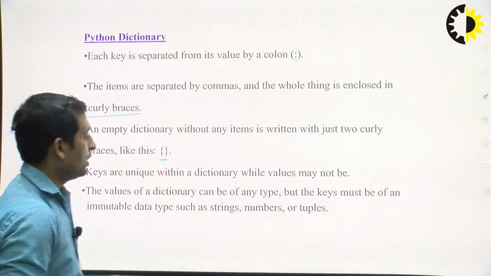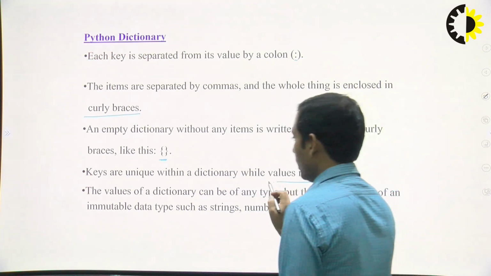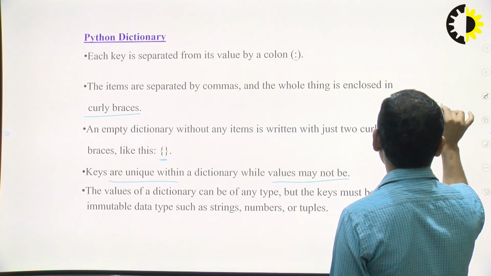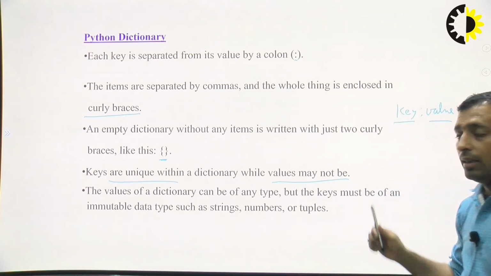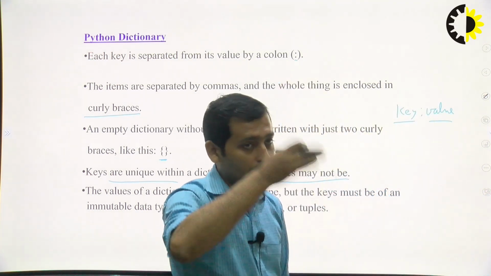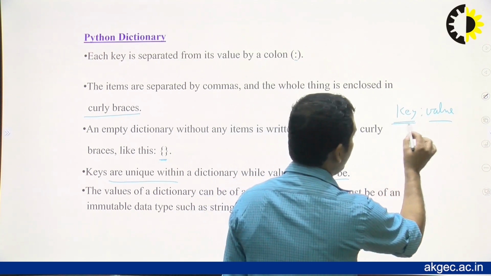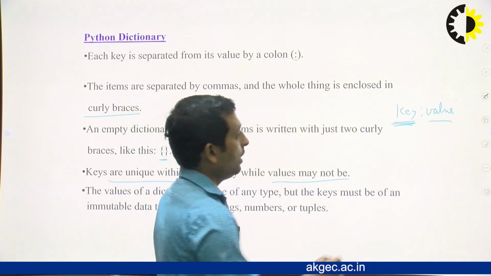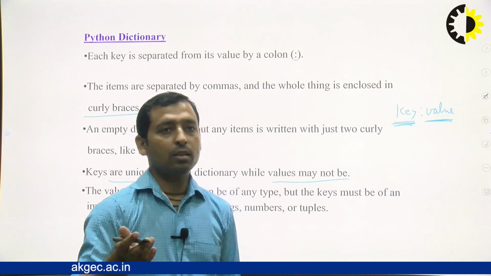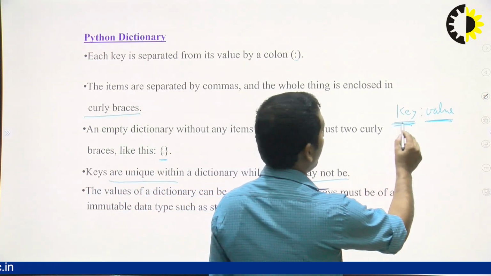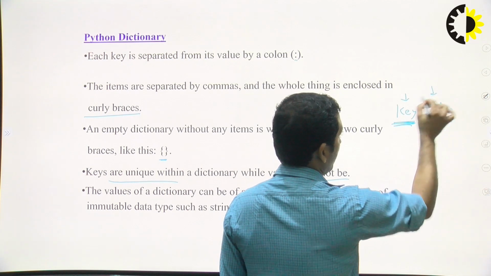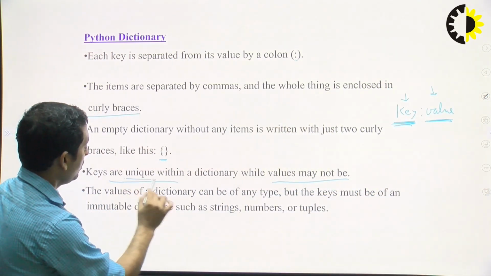Keys are unique within the dictionary while values may not be. This is a key value pair, this is the key and this is the value. We can think of the example of our attendance register. In the attendance register there are roll numbers and names of students, so the roll number must be unique, that works as a key, and the names work as values. Names may be repeated, two students may have the same name, but they must have different roll numbers. So in the register scenario, roll number works as a key and name works as a value. Same here, the key must be unique.